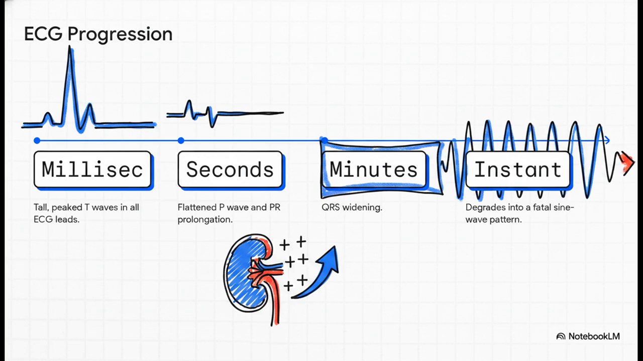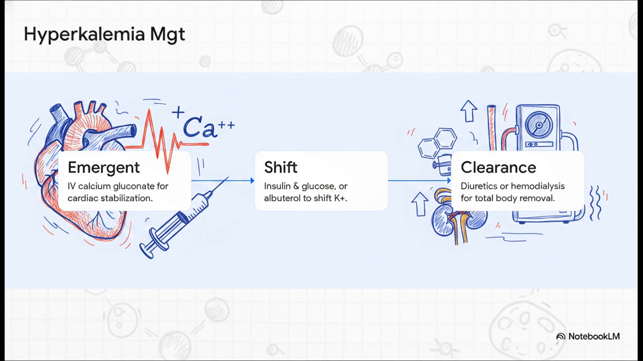First, you'll spot these uncomfortably tall peaked T waves. Next, the PR interval stretches out, the P waves flatten, the QRS widens, and finally, it slurs into a sine wave portending imminent cardiopulmonary arrest. So when we're auditing these labs, we deploy a rigid severity, invasiveness, resuscitation matrix.